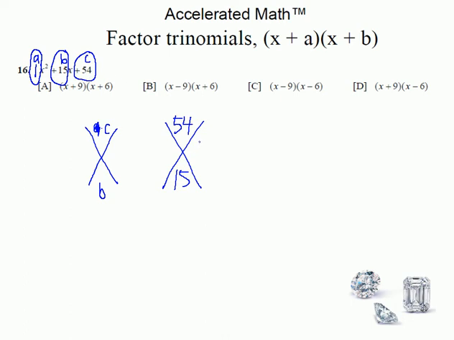Now the question is what two numbers multiply to give 54, because remember I said this was where we're going to multiply, and what two numbers add to give 15. Okay, so what two numbers multiply to give 54 and add to give 15.